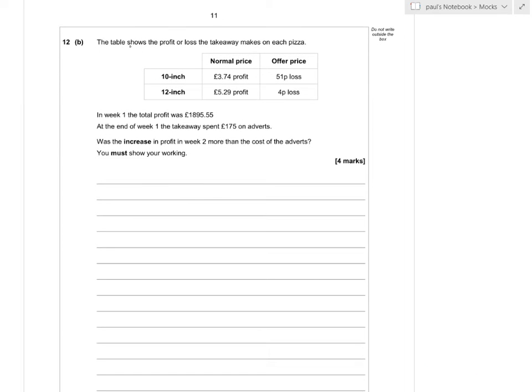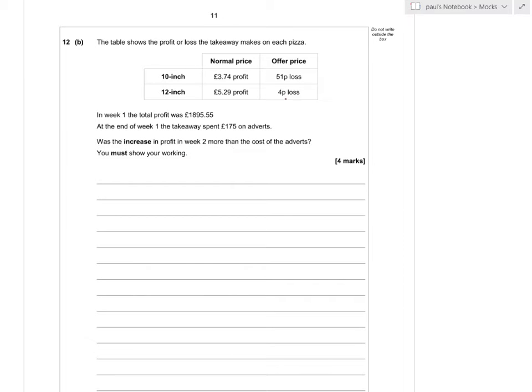12b. The table shows the profit or loss the takeaway makes on each pizza. A 10-inch, £3.74 profit. Offer price, they make a loss of 51p. The 12-inch, they make a profit or a loss. In week 1, the total profit was £1895.55. At the end of week 1, the takeaway spent £175 on adverts. Was the increase in profit in week 2 more than the cost?